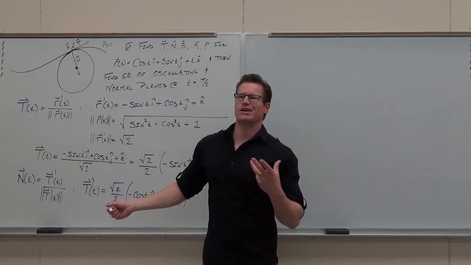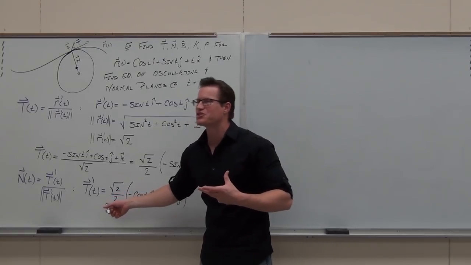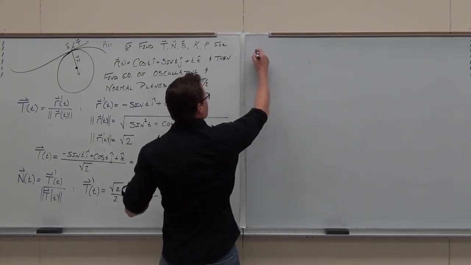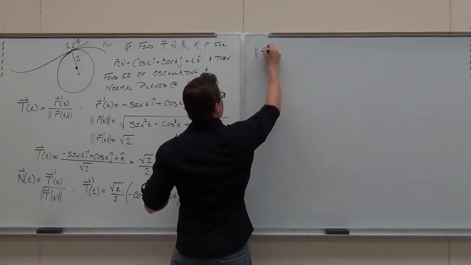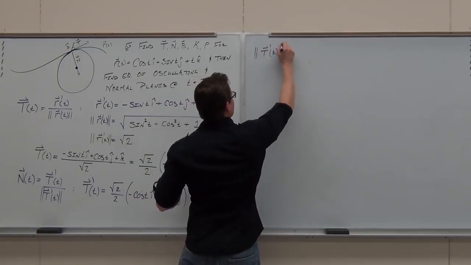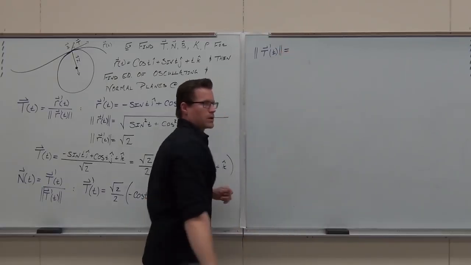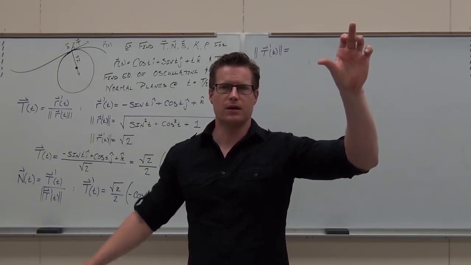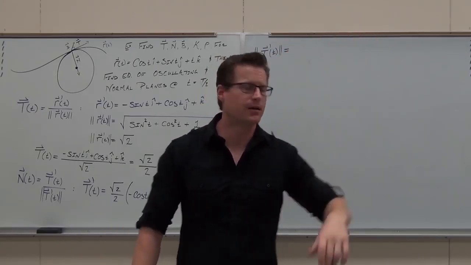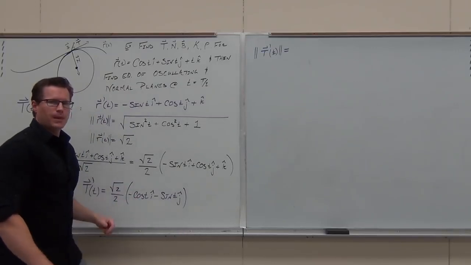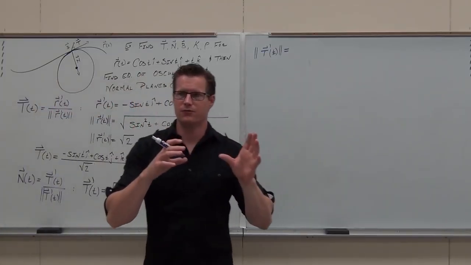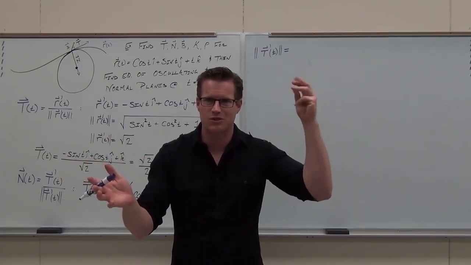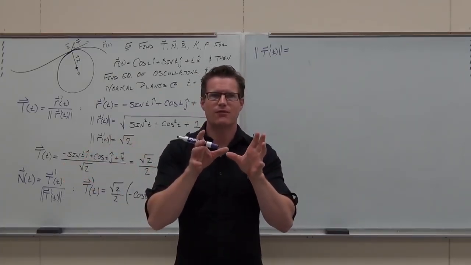This is the second reason why we never distribute this. If you want to take the magnitude of a vector and it has a scalar multiple, that coefficient, the scalar multiple, is being multiplied by your vector. You know what magnitudes are, right? Square them, add them, square root them.